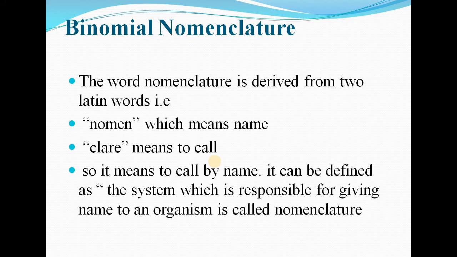Binomial nomenclature. The word nomenclature is derived from two Latin words, nomen, which means name, and clare, which means to call. So it means to call by the name of any organism. It can be defined as the system responsible for giving a name to an organism, which is universal and stable, and in order to avoid any confusion, binomial nomenclature is used.